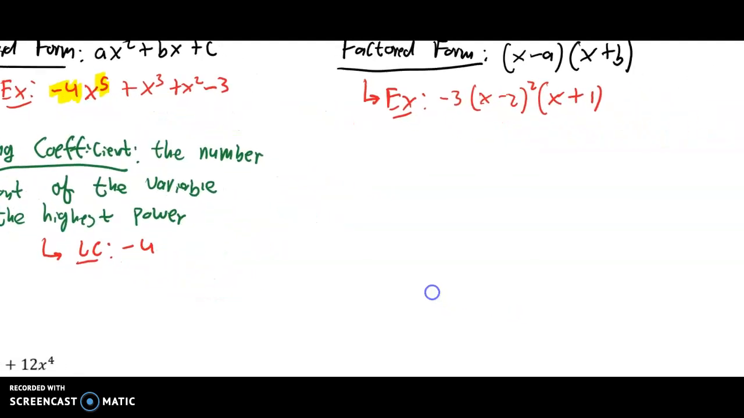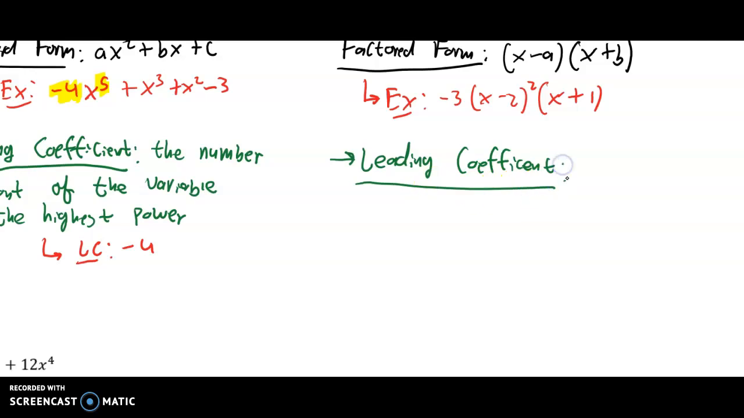Okay, now let's consider leading coefficient in factored form. Leading coefficient in factored form is a little bit easier because it's just the very first number in front. We're just going to say number up front. So from our example, our LC, leading coefficient here, is going to be this negative 3 because it's the number in front.